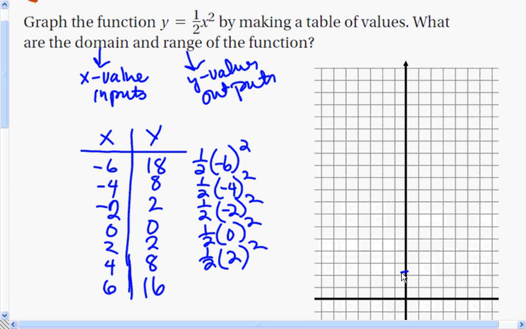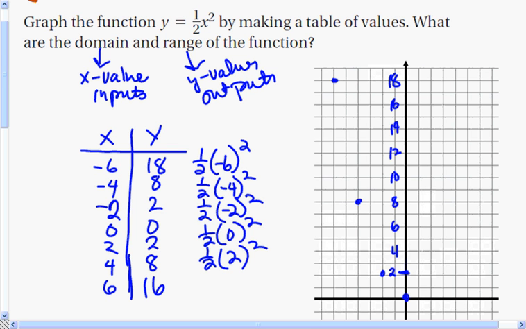So on this graph, this is 2, 4, 6, 8, 12, 14, 16, 18. So our first point is -6, -18. That would be right there. Then we have -4, -8. -4, +8. -2, 2. 0, 0.